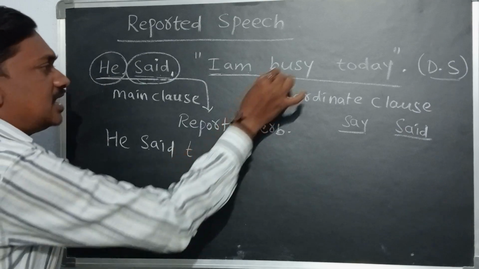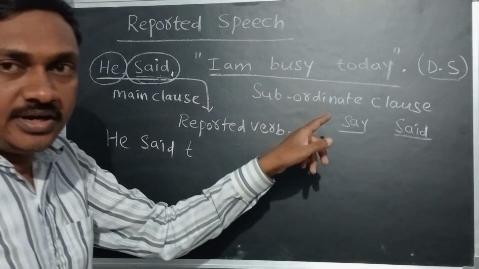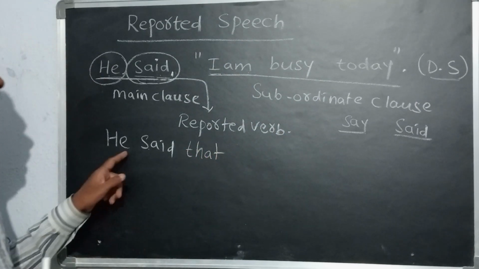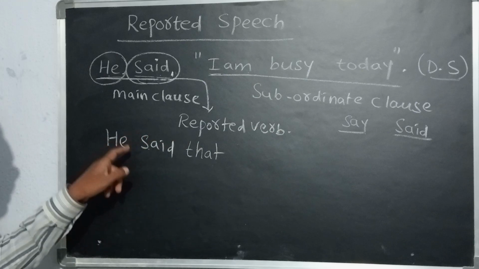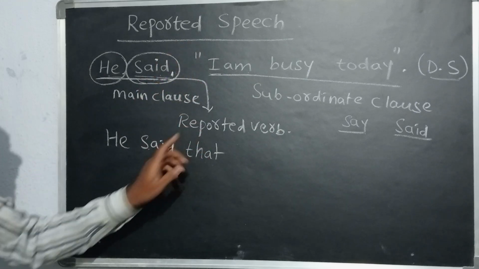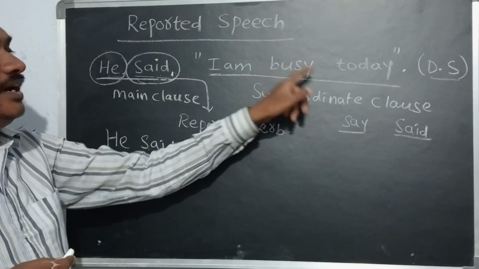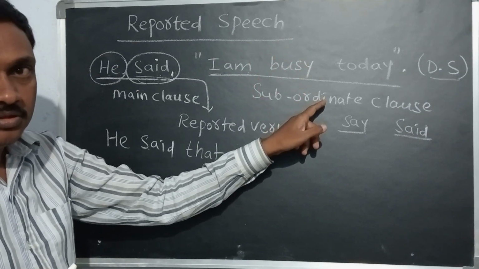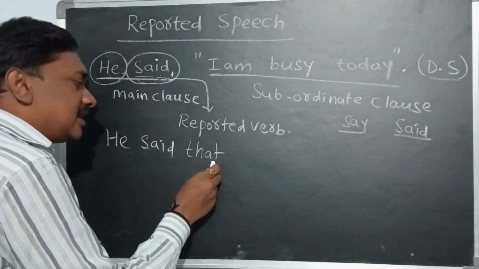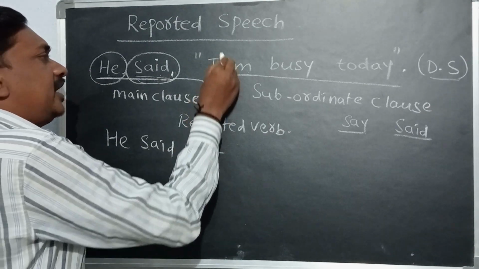Next, here this is an assertive sentence. The subordinate clause has an assertive sentence. The conjunction depends upon the type of sentence the subordinate clause has. Here the subordinate clause has an assertive sentence, so we write the conjunction that. He said that.